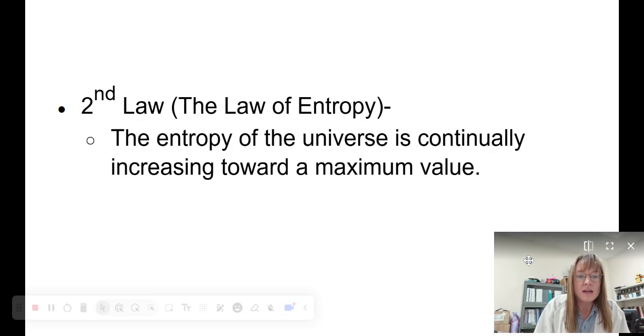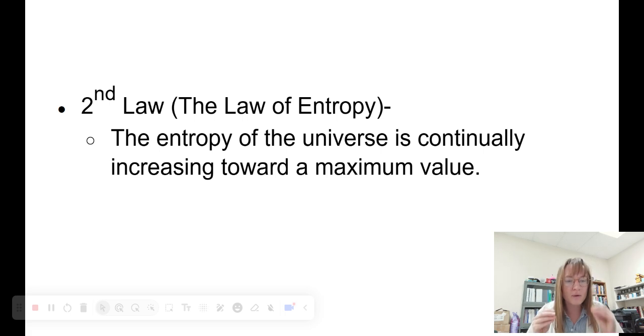Now, some of you are saying, are we really always increasing the entropy of the universe? Yes, we are.